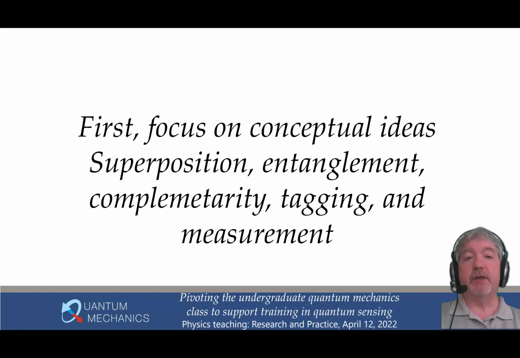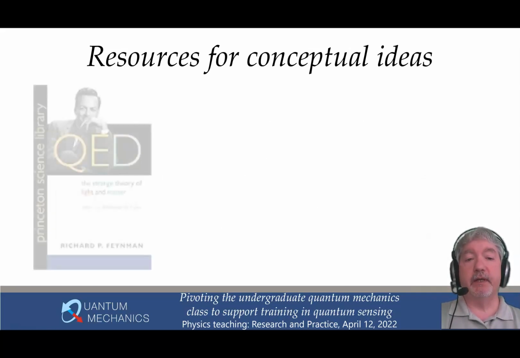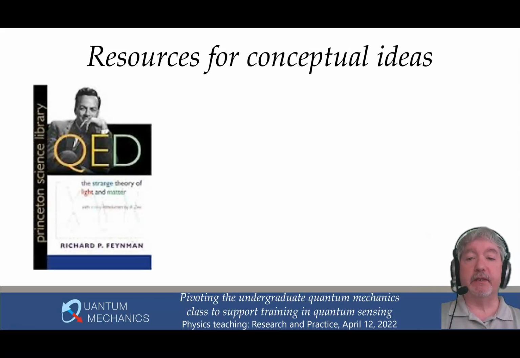So the first thing that you should do in your class is to actually focus on conceptual ideas of superposition, entanglement, complementarity, tagging, and measurement. And there are a number of resources for this. Feynman wrote a beautiful text called QED in which he described very complicated properties of light using just arrows that you draw on a piece of paper.